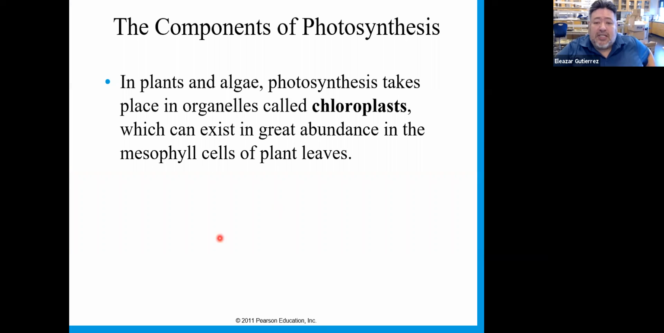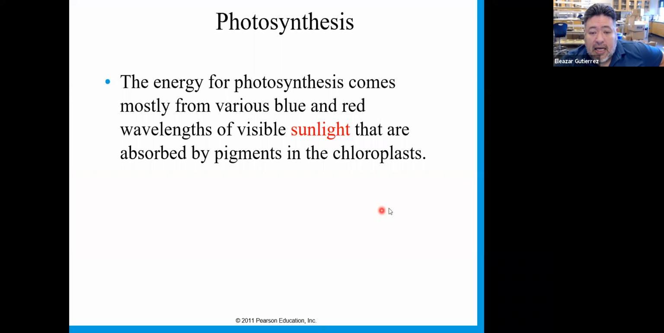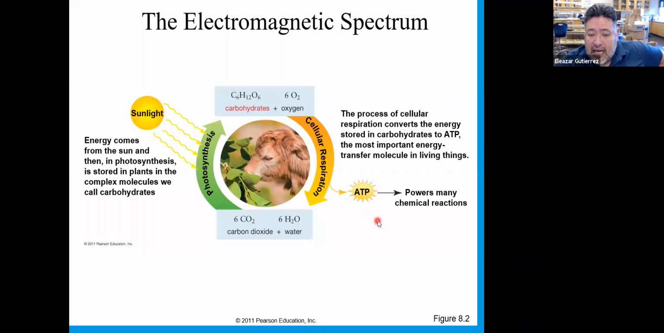Okay, so where does this take place? It takes place in very specialized organelles called chloroplasts. Okay, and they take visible sunlight and harvest this energy. Okay, so again, as we said before, we take 6 carbon dioxide, 6 waters, the energy in sunlight, and we produce 1 molecule of sugar and 6 molecules of oxygen.